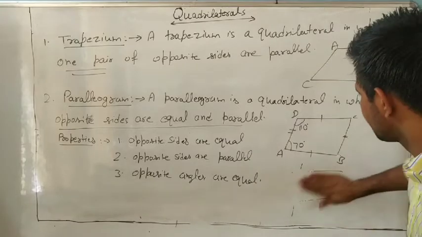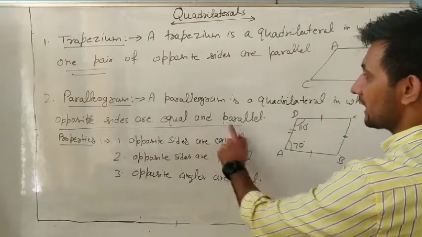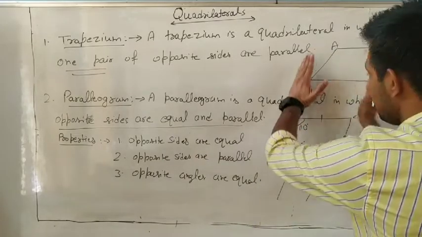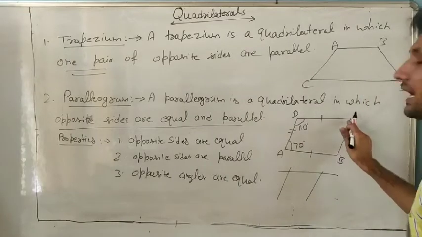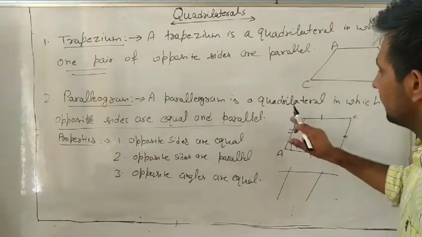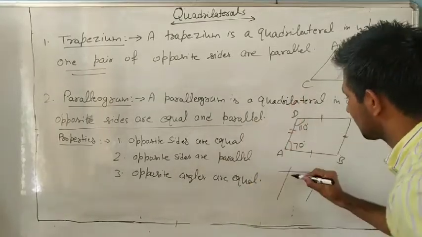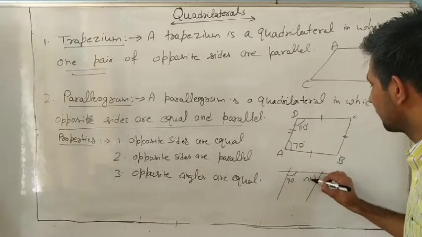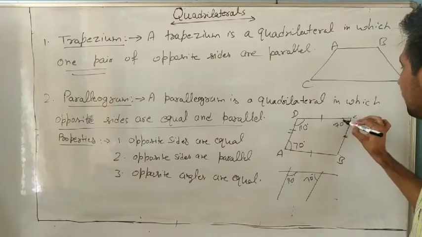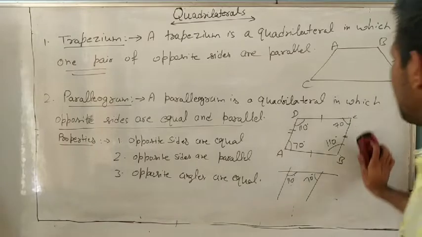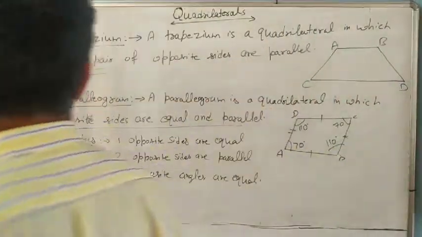Again, we know opposite sides are parallel. It means AD is parallel to BC. DC is a transversal line. If a transversal line cuts the parallel lines, then the sum of the interior angles on the same side is always 180. So this is also 70 degrees, and this is again 110. It means in a parallelogram, opposite angles are always equal. So remember this property. These are the parallelogram properties.